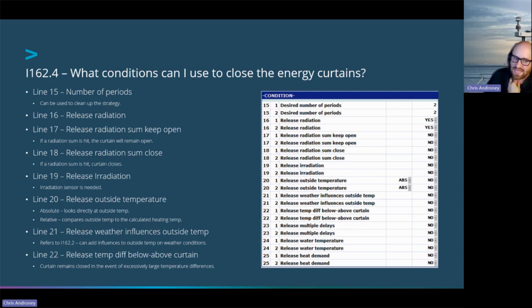What that does, you're able to add influences to outside temperatures. So if you wanted to change your outside temperature limit based off of the wind speed or any other weather conditions that you want to use, you can do that. Line 22, release temperature difference below above curtain. If you have a situation where you have an excessively large temperature difference between the measurement above the curtain and below the curtain, you can use that. Of course, you need to have a measurement above the curtain installed.